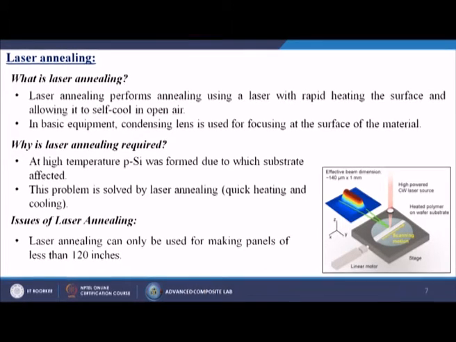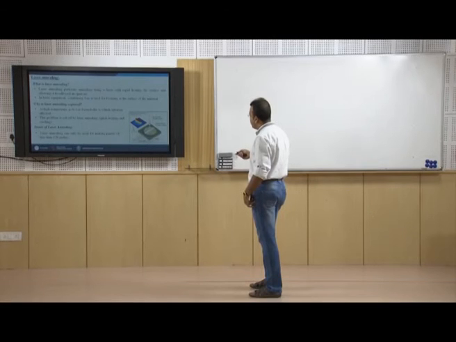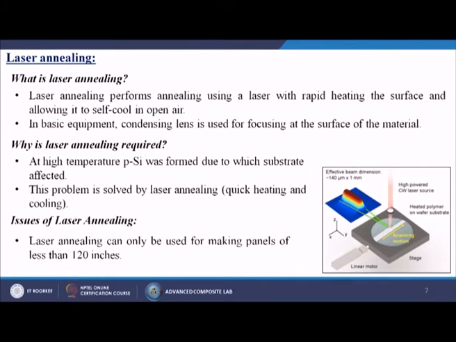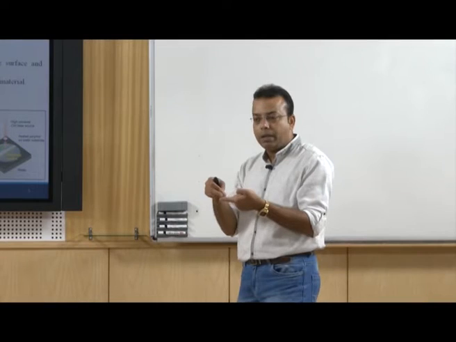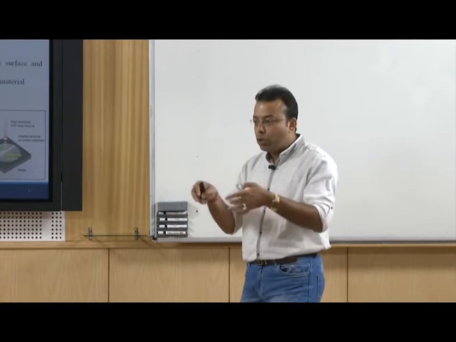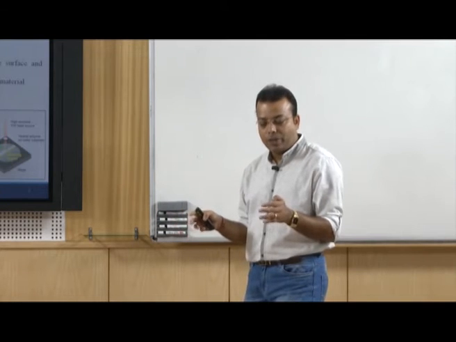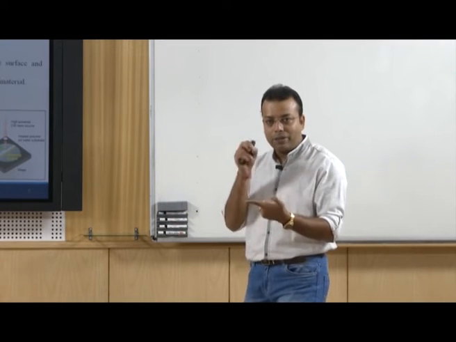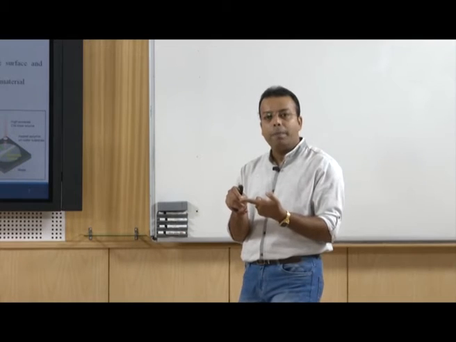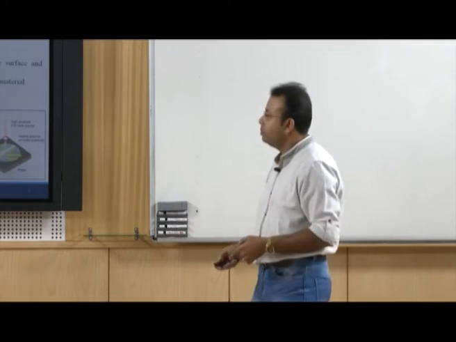In basic equipment, a condensing lens is used for focusing at the surface of the material. From that figure you can understand that we are using a certain kind of laser source, then a magnetic lens so that it can be converged to a particular point, so that the surface area will be less, and the heat affected zone will be less for that material. Not only that, the laser can reach only the affected part, not the surroundings.